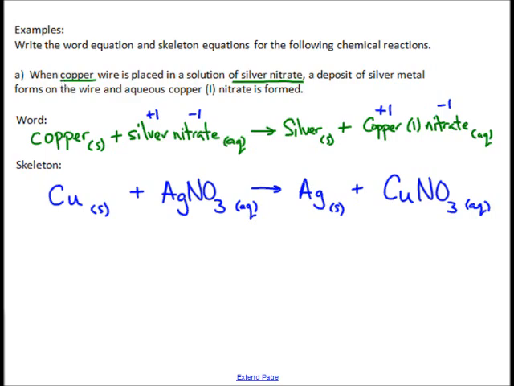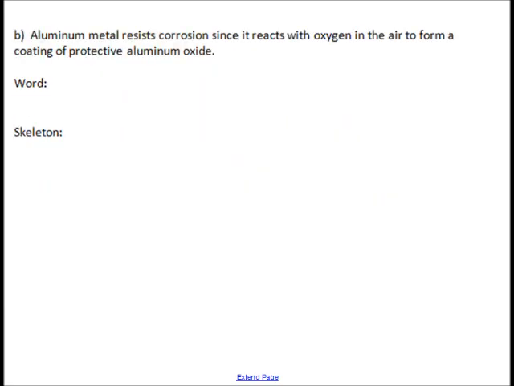Let's try another example. Aluminum metal resists corrosion since it reacts with oxygen in the air to form a coating of protective aluminum oxide. Very important reaction, because if we didn't have this reaction occurring, flying in an airplane during a rainstorm would be very dangerous. Now, we take a look. We know our reactants. Our first reactant is aluminum. It reacts with oxygen. So those are our two reactants in this case.